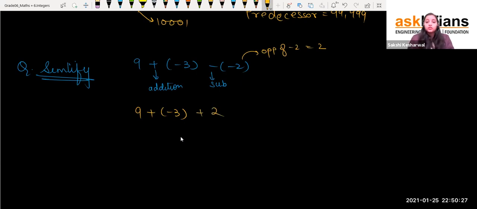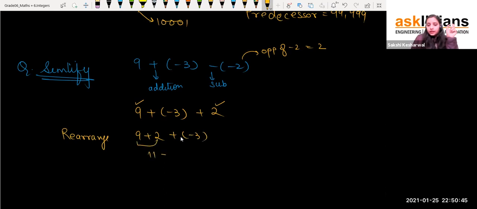Now this is a trick question. Trick means you have to be careful. Over here, these two can be added easily. So 9 plus 2, rearrange it, as I told you in the last class also. So 9 plus 2, then plus of minus 3. It will be 11. 11 plus of minus 3, so you will actually be subtracting. So 11 minus 3 is 9, sorry, 8. That's it. Answer.